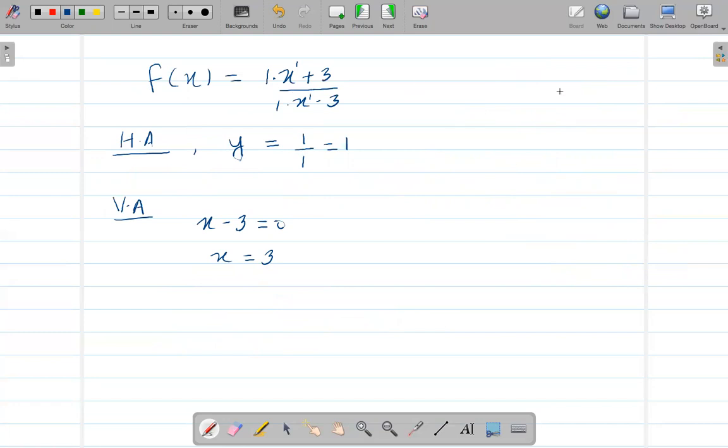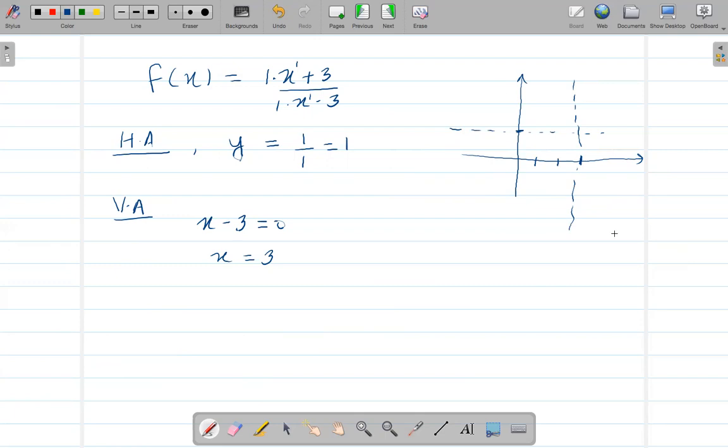I will be using that fact later on, and I will be doing the graph later on, but here, how do you plot the horizontal and vertical asymptotes? The horizontal asymptote here is y is equal to 1, so there is a horizontal line that goes through 1. This is the horizontal asymptote line. For the vertical asymptote, x is equal to 3, so this is a vertical line that goes through 3. It doesn't look vertical, but yes, this is a vertical line.